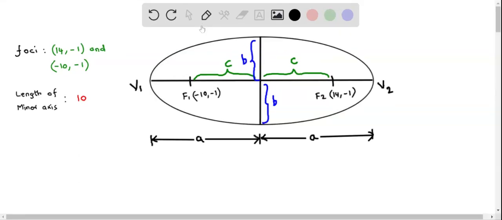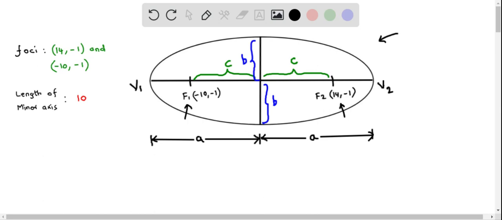We now determine the coordinates of the vertices of the ellipse, given the two foci. The coordinates of the two foci are (14, -1) and (-10, -1). And we are also given that the length of the minor axis is 10. So here I have drawn this ellipse with foci, this is focus 1 and this is another focus. I have marked the coordinates as given here, and V1 and V2 are the vertices, that is, we have to determine the coordinates of these two vertices.